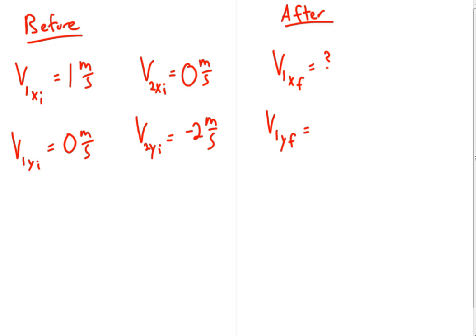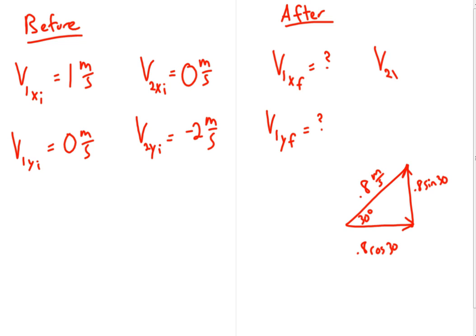That's one of the things we're looking for. And in the y direction final, we don't know. For object 2, we're going to have to just do a little bit of trigonometry right here. We know that it was traveling at 0.8 meters per second at a 30-degree angle. So we can use our trig, 0.8 sine 30 and 0.8 cosine 30, to break that down. And the x value turns out to be 0.4 meters per second. That's this direction right here.